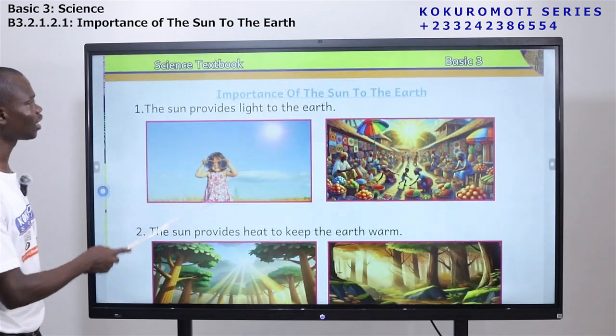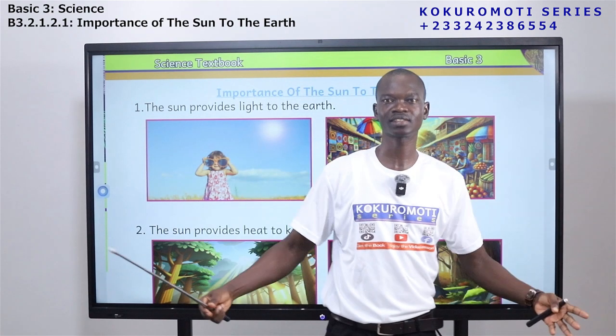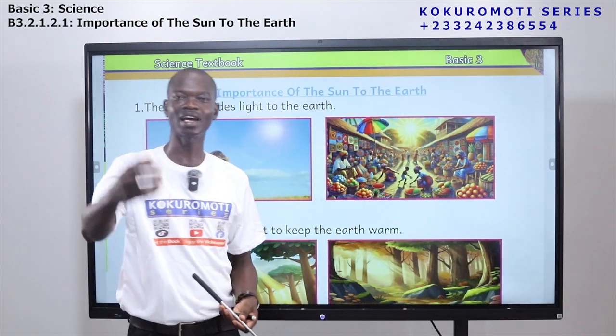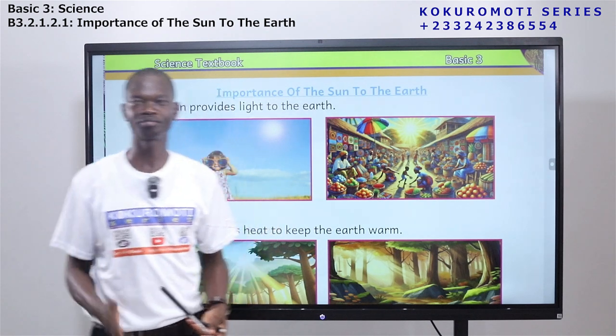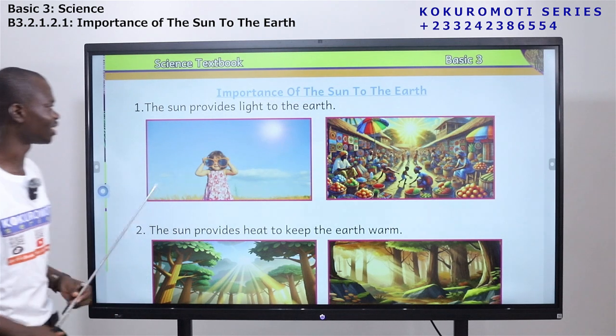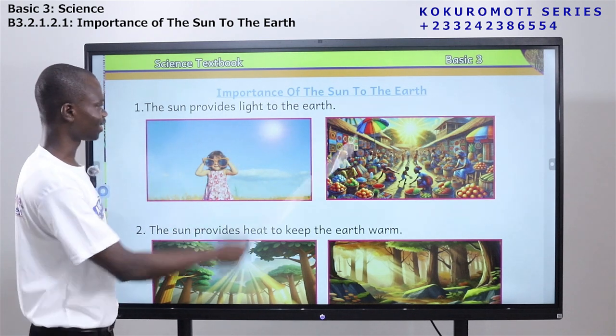Okay. Now let's look at the importance of the sun to the earth. Let's share ideas. Have you used the sun before? What are the things that you use the sun for? Okay, let's look on the board and see. Number 1, the sun provides light to the earth.